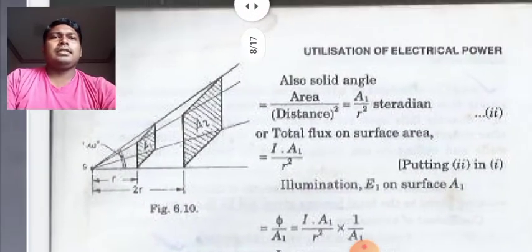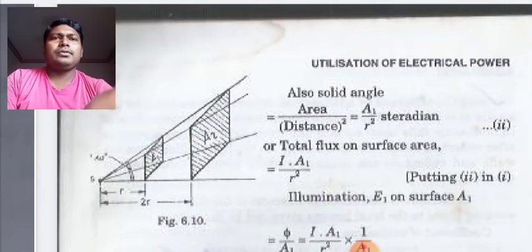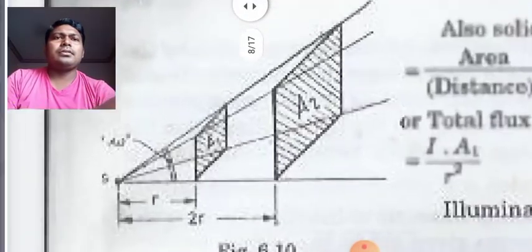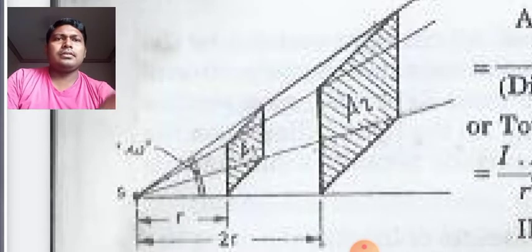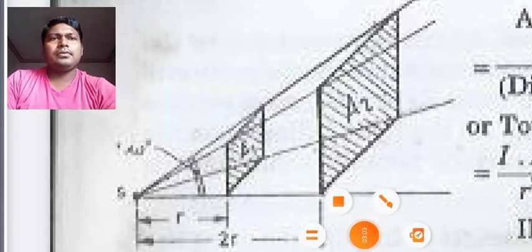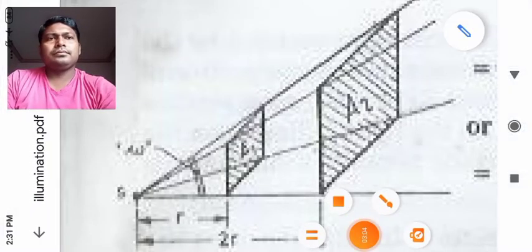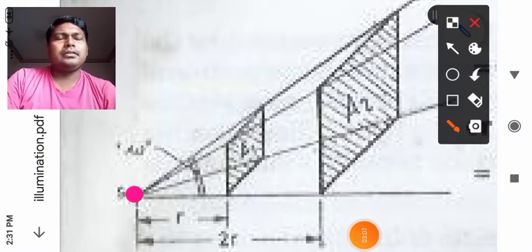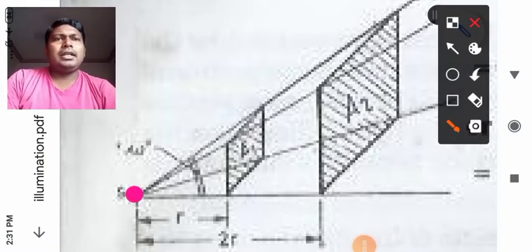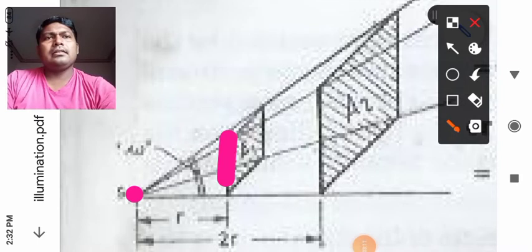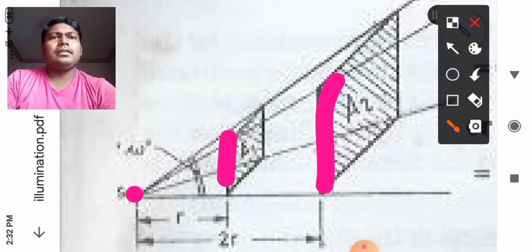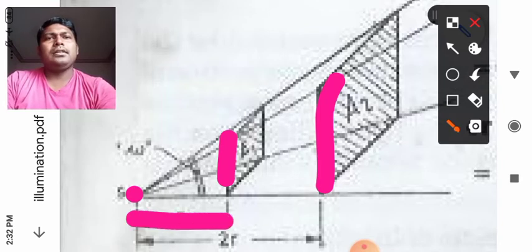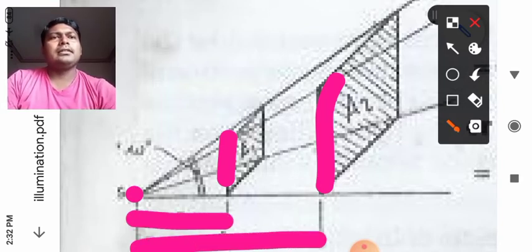Now this is the diagram, students. S is the point source. Let me just zoom it out so that it will be easy for you to understand. This is the point source, and these are the two areas, A1 and A2. The distance of A1 is r1. The distance of A2 is r2.